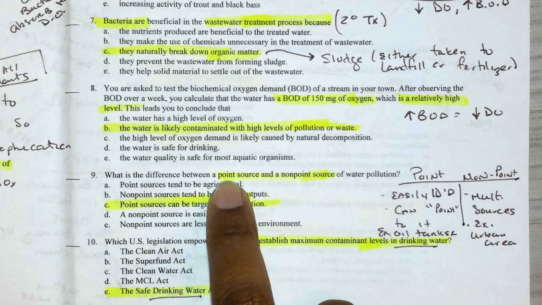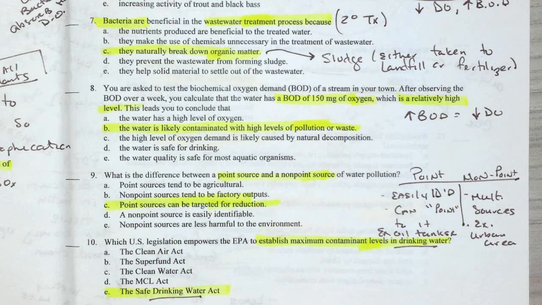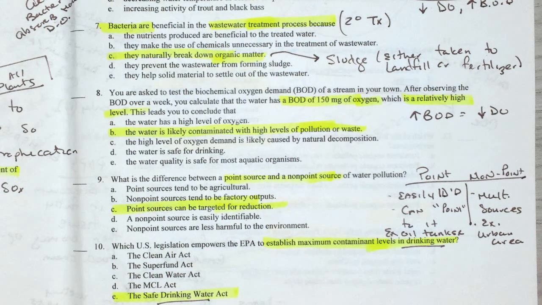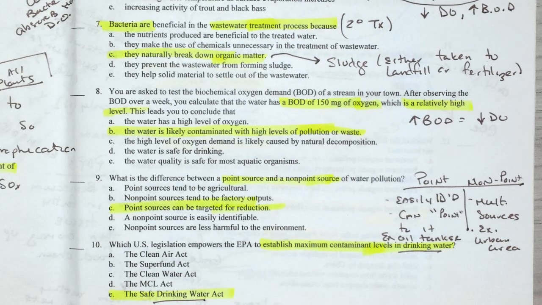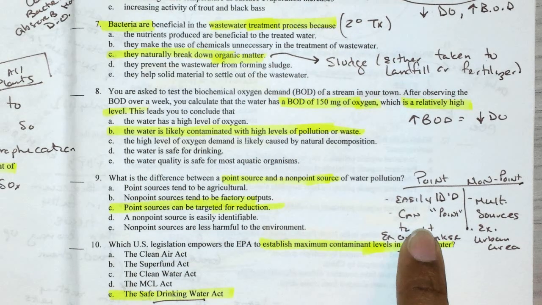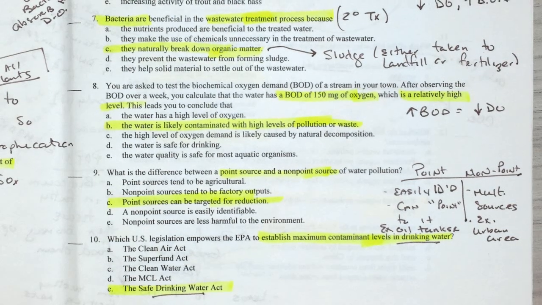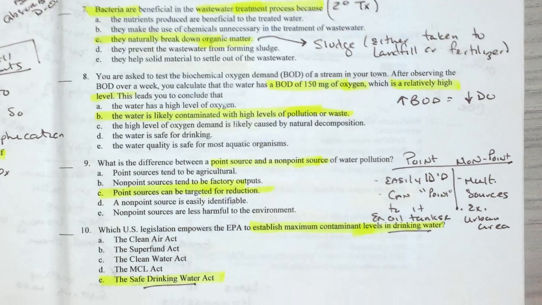Number 9. What is the difference between a point source and a non-point source? A point source, you can point to the actual culprit. You can look at it and say, oh, that's the oil rig that's actually spilling the oil everywhere. Okay? So point source can be targeted for reduction because you know that it's the one that's actually discharging whatever the pollutant is. So it's easily identified. You can point to it. In other words, the oil tanker. Non-point source has multiple sources. You don't know where it's coming from. So it's really difficult to target non-point source pollutants.